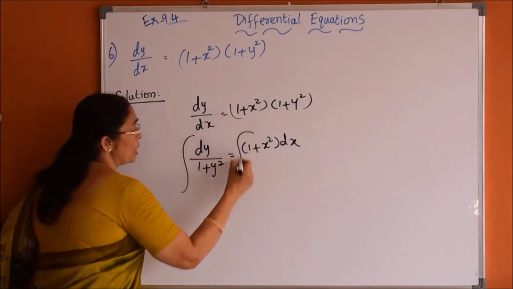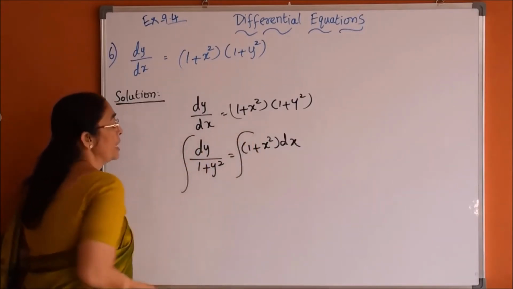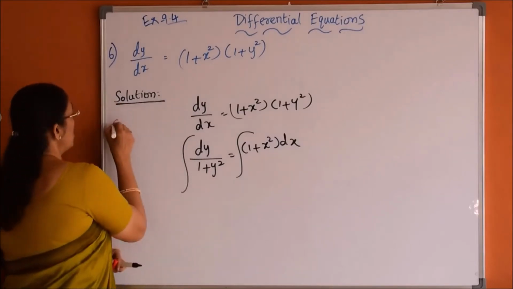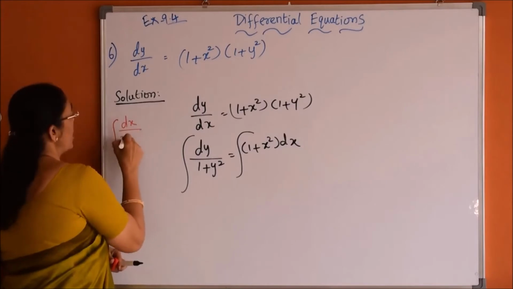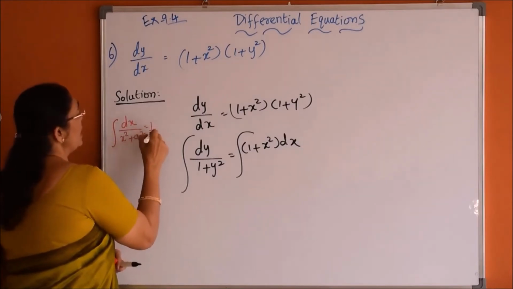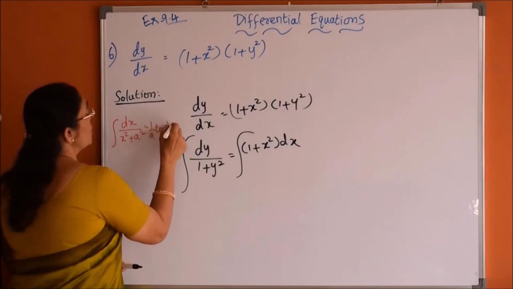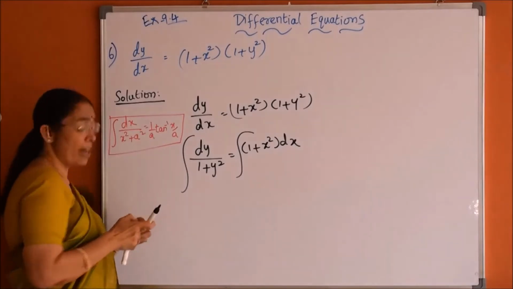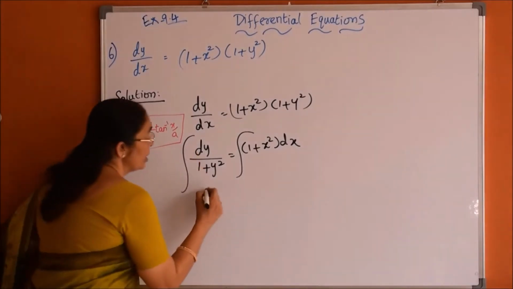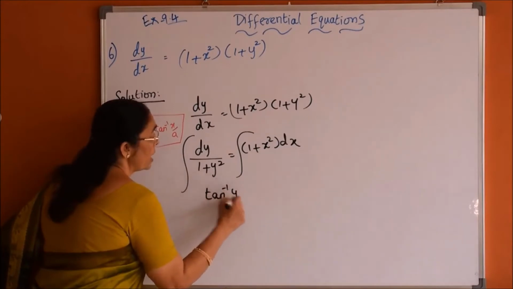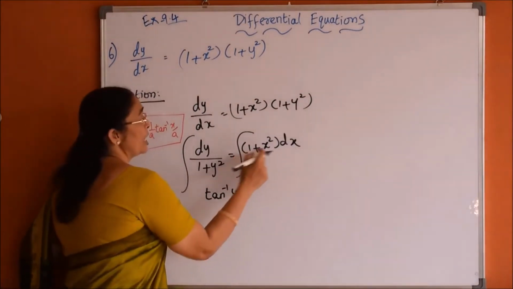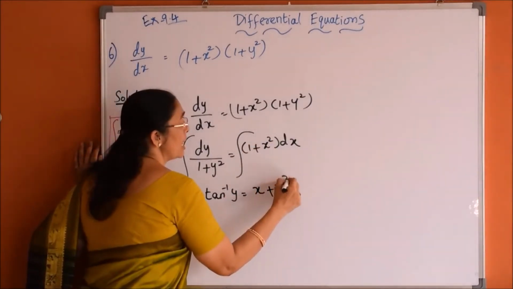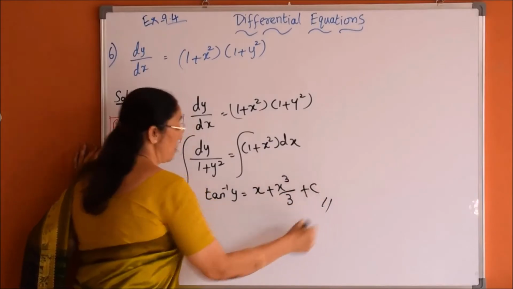Now next step, integrating on both sides. Integration of dy by 1 plus y square. Formula, integration of dx by x square plus a square is 1 by a tan inverse x by a. So using that formula, we will get here a value is 1. So dy by 1 plus y square is nothing but tan inverse of y is equals to integration of 1 dx is x, integration of x square dx is x cube by 3 plus c.